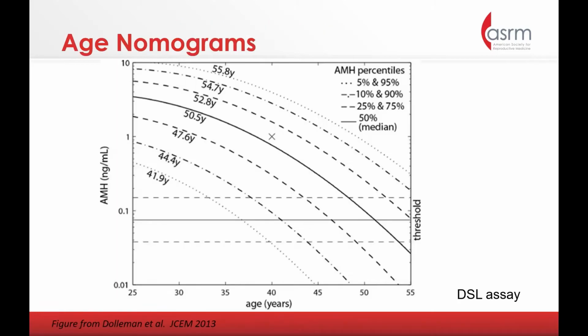There have been a number of different age nomograms published for AMH. This is a nomogram published by Dólleman et al. in JCEM.